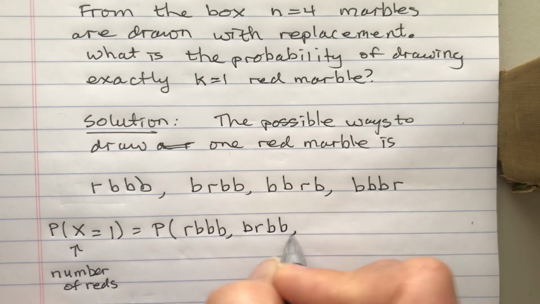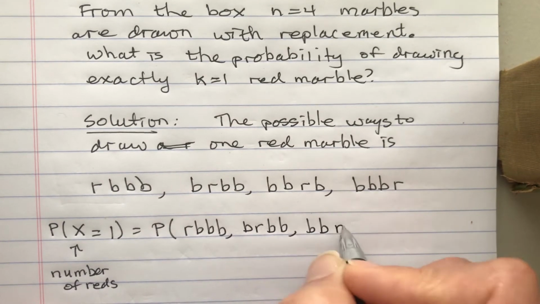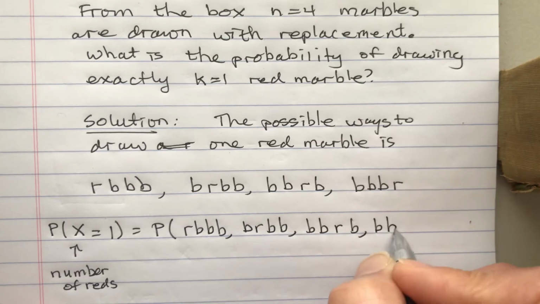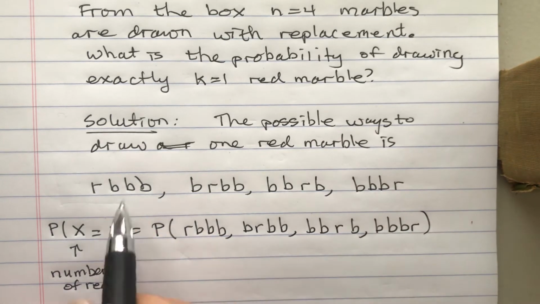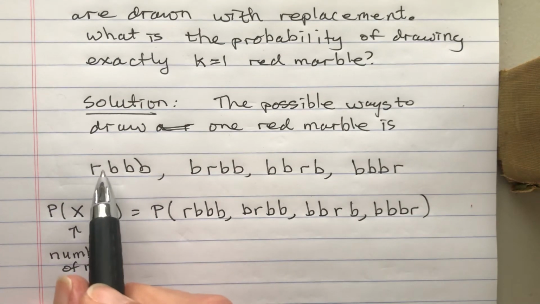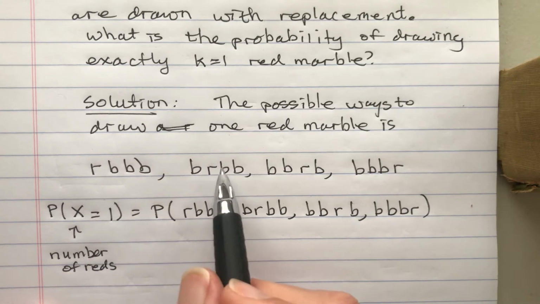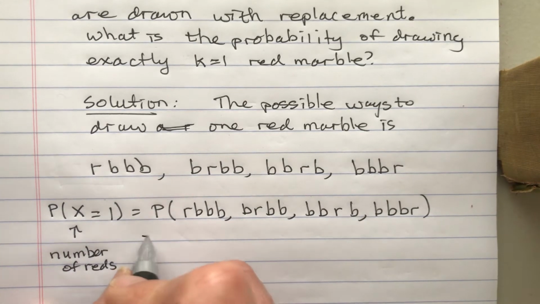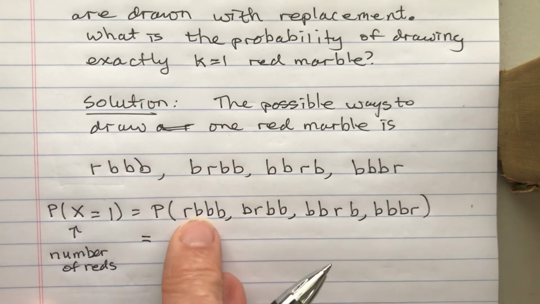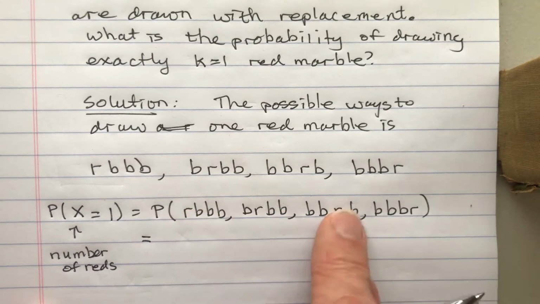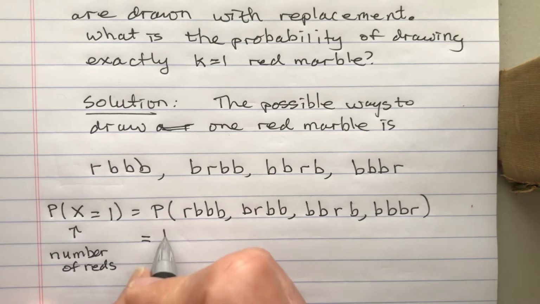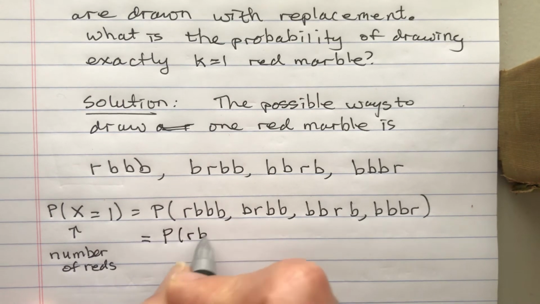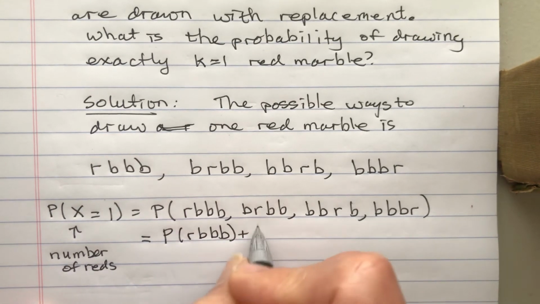All right, so you write it down. When I say it, it just sounds crazy. But as you see, we have 4 drawings, and we're saying the first one should be red, or the second, or the third, or the fourth. The other ones are all blue. Now, these are 4 different events that can happen, and they're disjoint. And so what you can do is use the sum rule and just add these together.